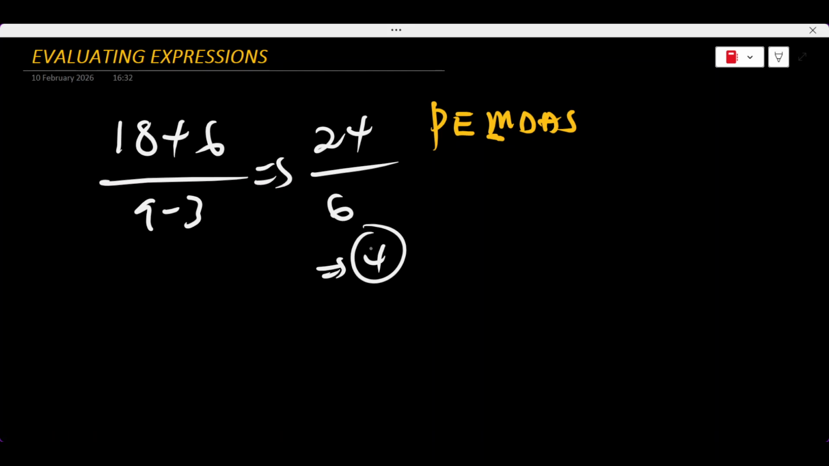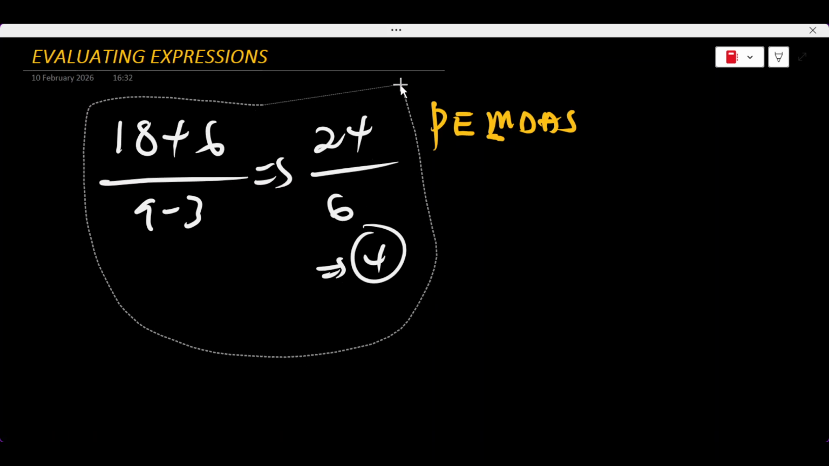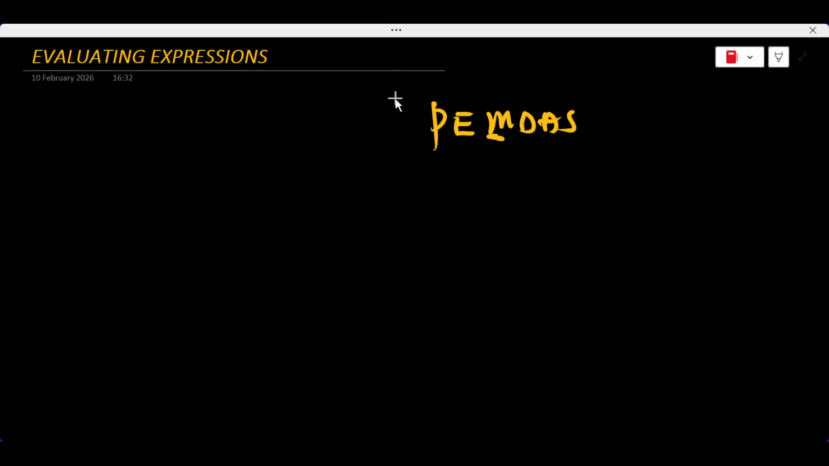Learners, today we have looked at how to what? Evaluate expressions. Please try your hands on it so that you become master when it comes to evaluating what? Expressions using PEMDAS.